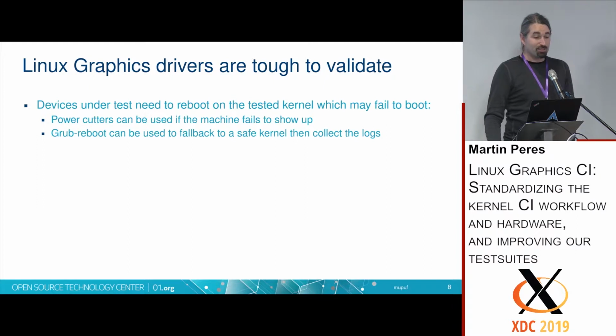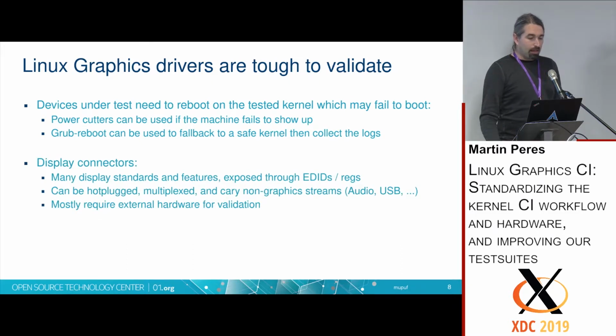Okay, wonderful. So you need a way to cut the power and force it to reboot on a kernel that isn't working. And for this, at least at Intel, we've been using power cutters, and then grub reboot, which provides a fallback kernel when the previous one failed to boot. This way we can collect the logs and then send a report to developers saying, well, no, it didn't really work.